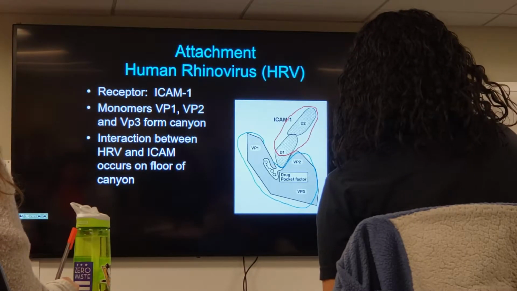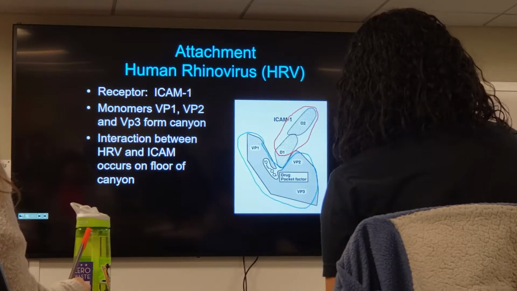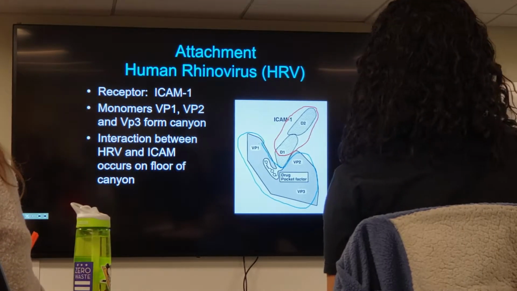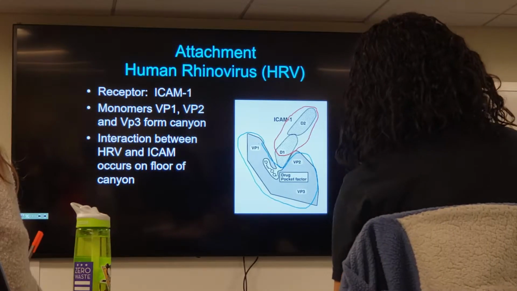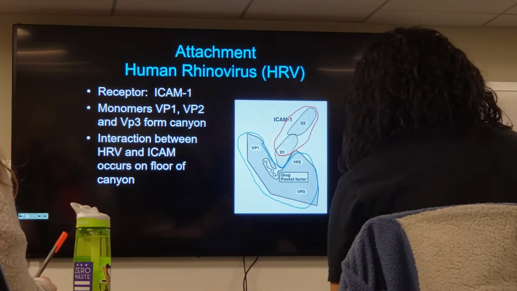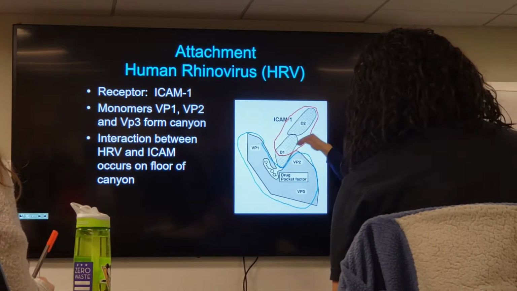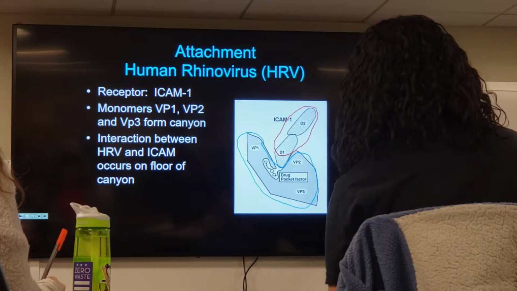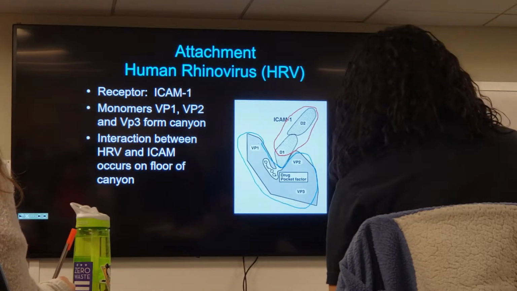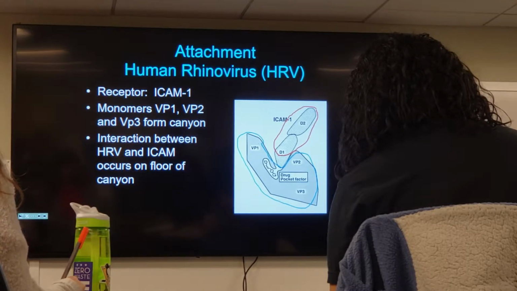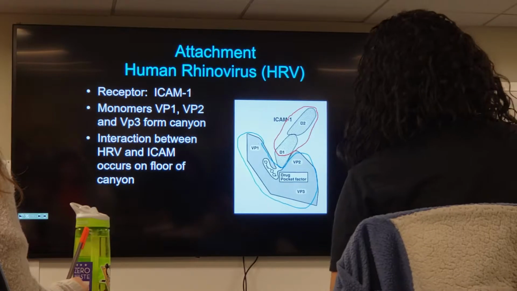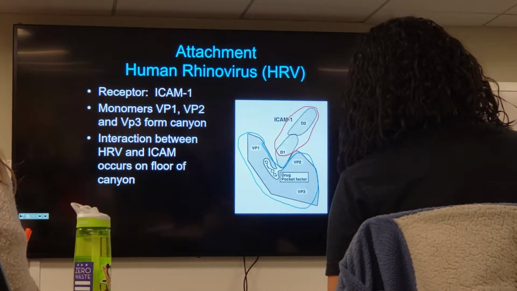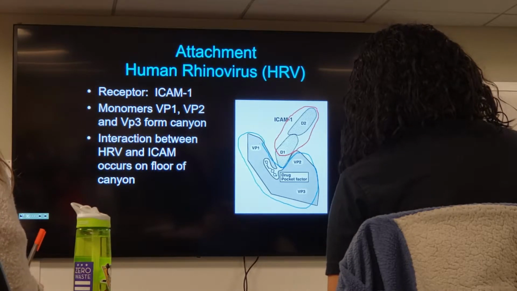So VP1, VP2, and VP3, those are viral proteins. They come together in such a way that they form this V-shaped structure or canyon. And the interaction point for that cellular receptor is right here in the floor of that canyon, in the far depth of that V. Now this is really interesting for rhinovirus, and it's actually a really good feature for viruses.